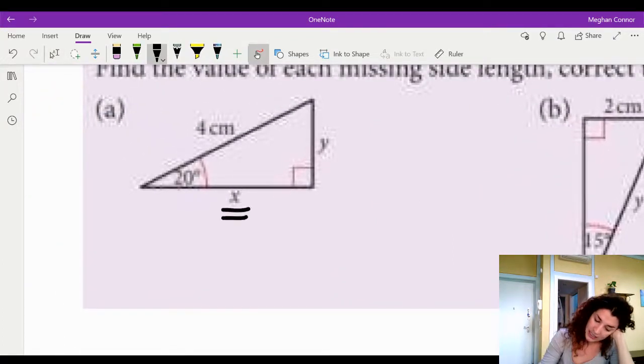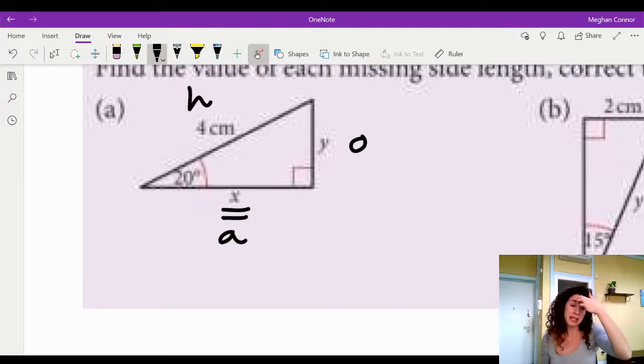notice that x is the adjacent to your 20-degree angle. Y is your opposite compared to your 20-degree angle. And then 4 centimeters is your hypotenuse. I always go through and I label my side lengths of my right triangle just to be able to then better set up my SOHCAHTOA.